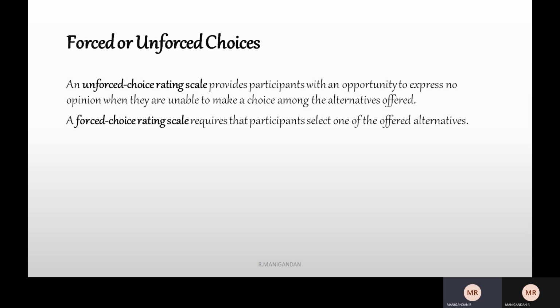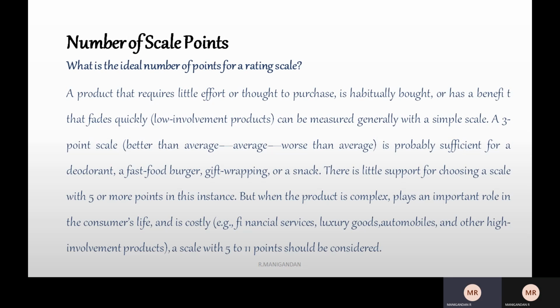The number of scale points. What is the ideal number of points for a rating scale? You must know the answer to this question. A product that requires little effort or thought to purchase, where everyone has some intention to purchase it, is habitual or has a benefit that fades quickly. Low investment products can generally be measured with a simple scale.